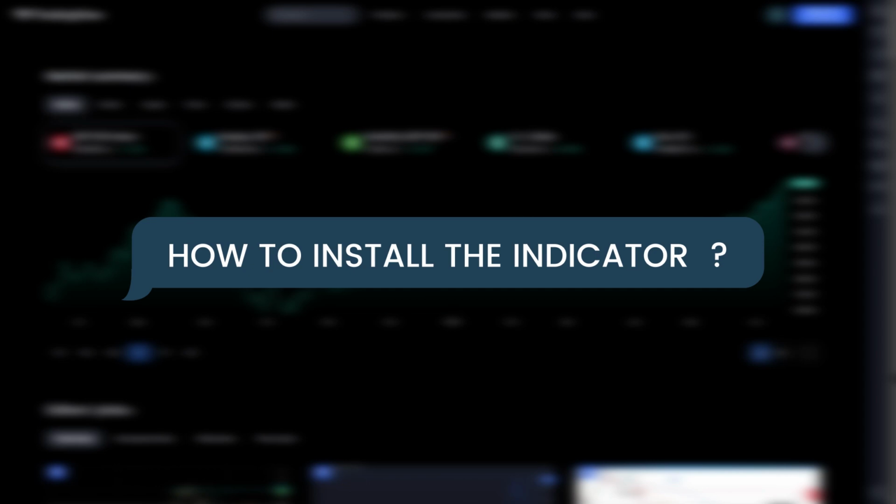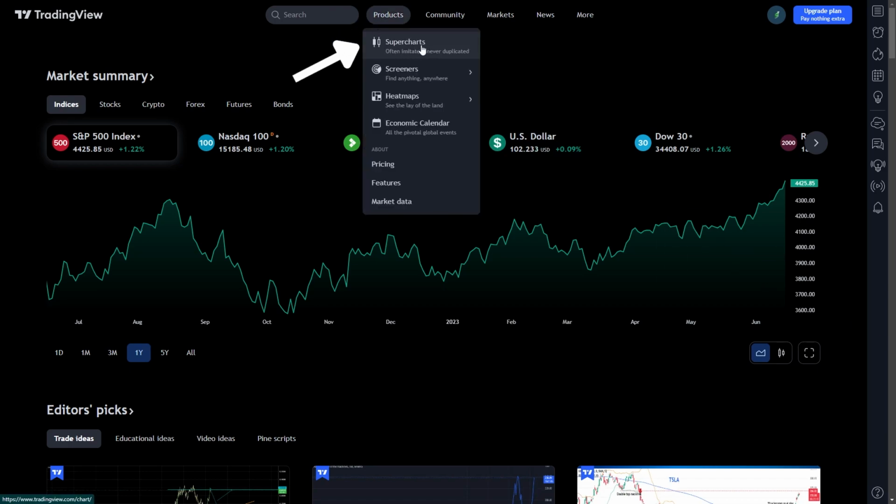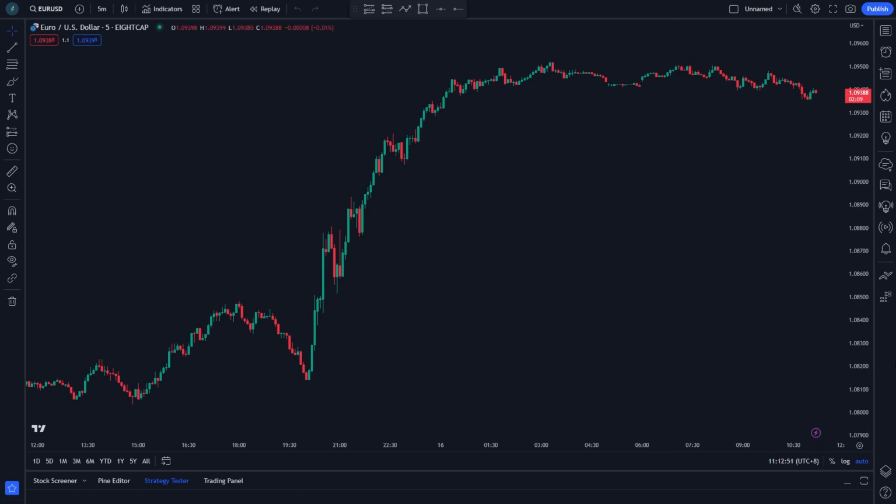How to install the indicator? You need a TradingView account to use this strategy. Click the link in the description below and sign up for a free account. Now go to product and you will see the market chart. Click on it. Choose the currency pair and set the time frame to 5-minute.